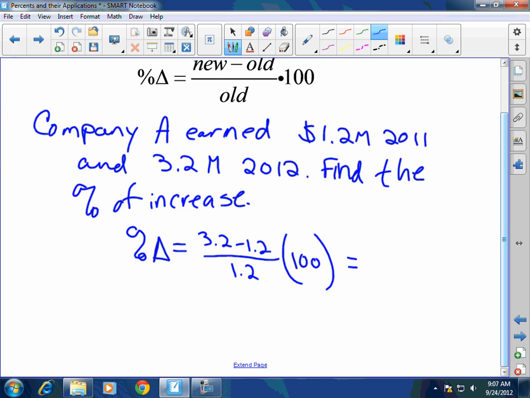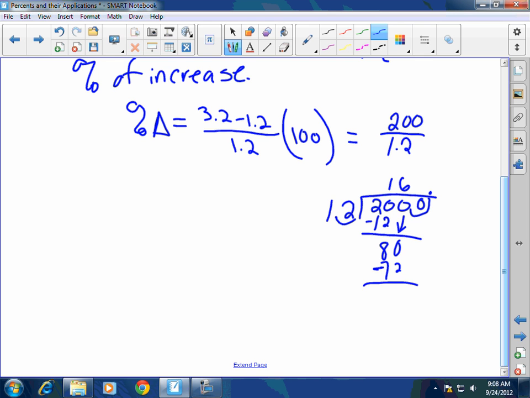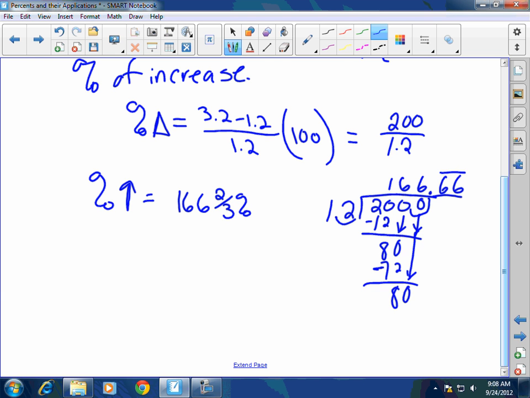So this is going to equal 3.2 minus 1.2 is 2.0, right? Times 100 is 200 divided by 1.2. So we have 1.2 on the outside, 200 on the inside. I already multiplied the 100, so I'm done there. 1 to the right, 1 to the right. 12 goes into 20 one time. That's 8. That goes in 6 times, which is going to be 8 again. So it's going to go 6, and it's just going to repeat over and over. So in the end, the percent increase equaled 166 and 2/3%. Because you know that 0.66 is 2/3 repeating, right, guys?